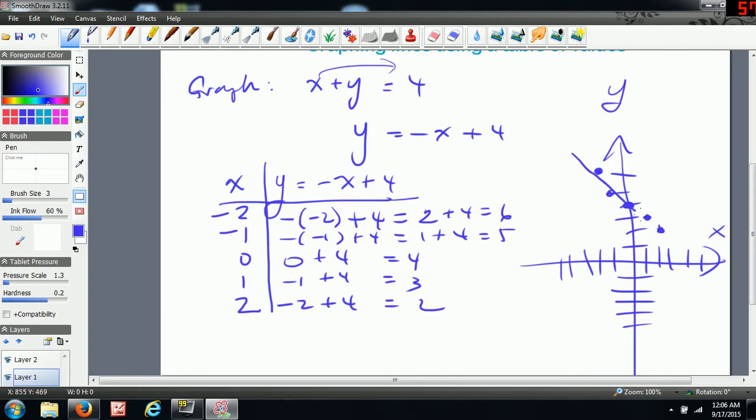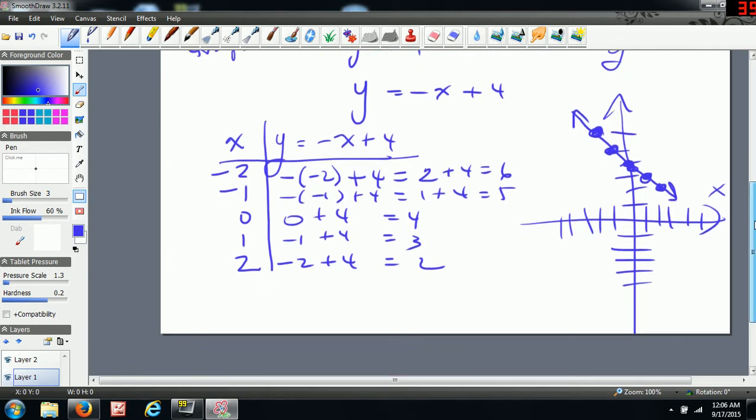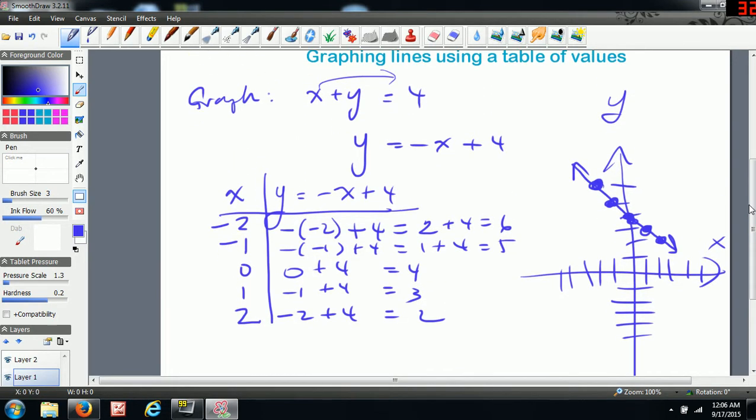So then what you do is just connect everything. There, and there's your graph, okay? So what you want to do is you want to do this for every equation that you get. We can actually try another example.